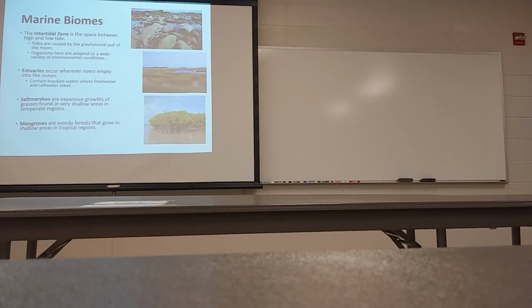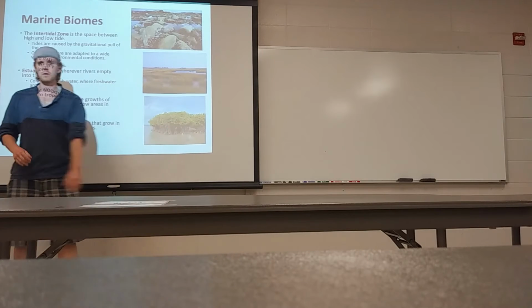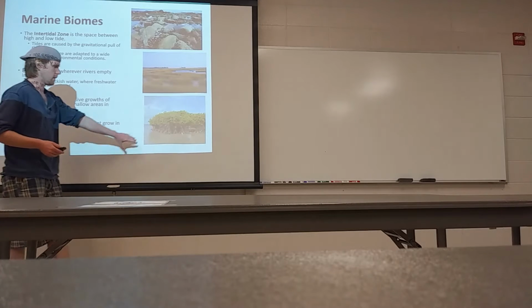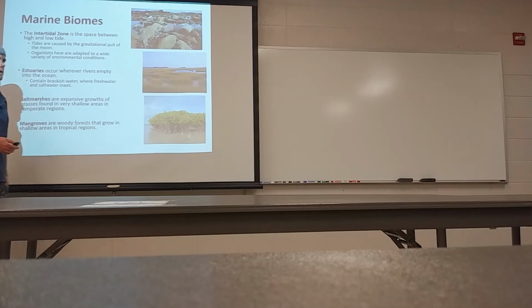And then there's mangroves, which exist in shallow areas in tropical regions. Mangroves feature emergent trees, and so usually the root system of these trees provides a lot of nooks and crannies for several fish species. In the U.S., the only place you can find mangrove forests is in the Florida Keys and that general area. So these are some coastal marine biomes.